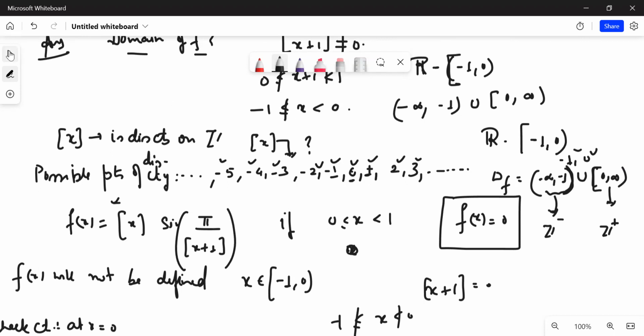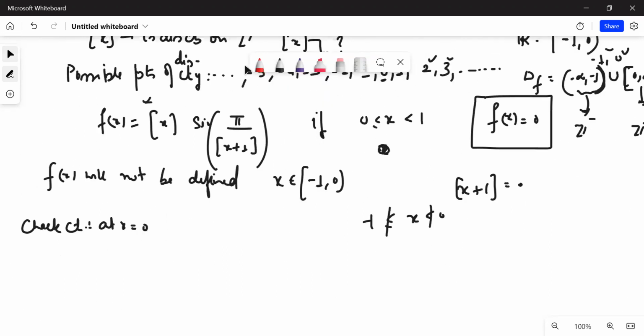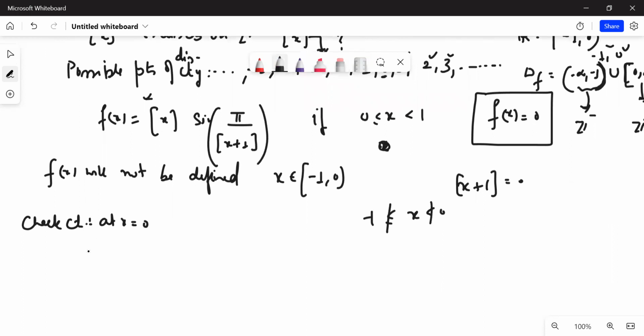Yes, yes, sir. I got it. Let us check the continuity at x equal to 0 first. So at x equal to 0, I'll first take the limit to the right, which is simply the greatest integer of x times h sine of pi upon 1 plus h, for the greatest integer, isn't it? Right? To the left of x equal to 0, f(x) is not defined.